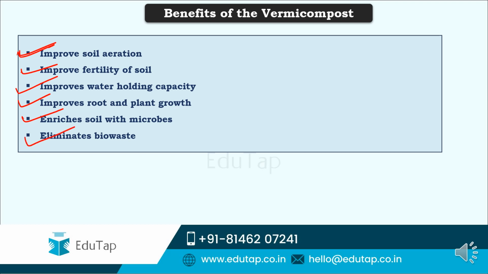It eliminates bio waste. See, rather than thinking about where all the bio waste of the farms can be dumped, if the farmer goes for vermicomposting, that all would be converted into compost, and again that can be applied to the fields. So it eliminates bio waste.